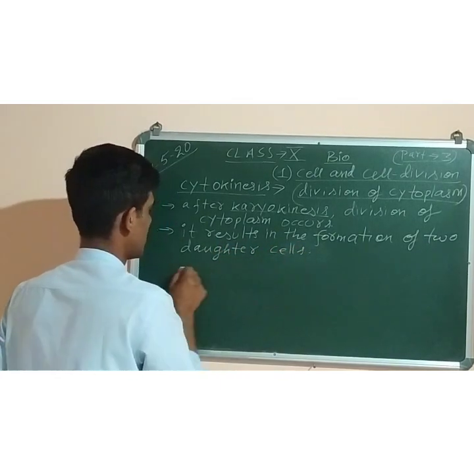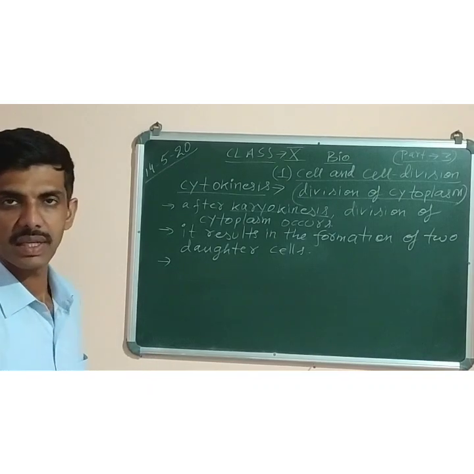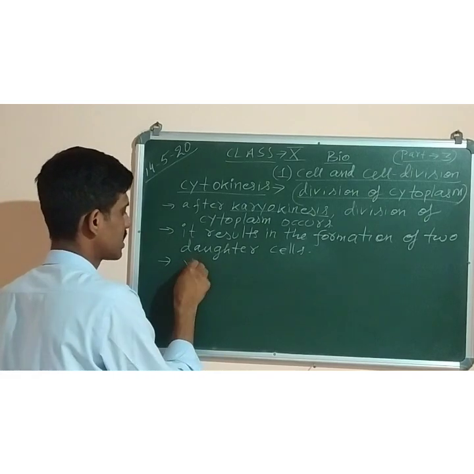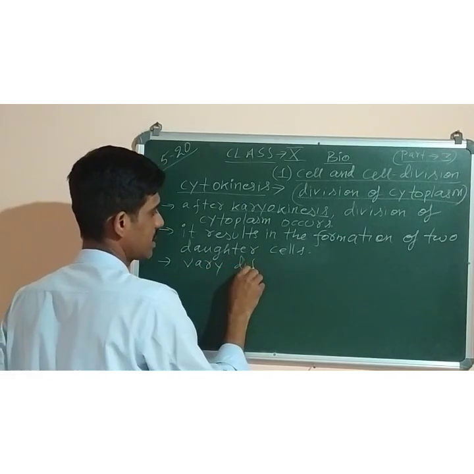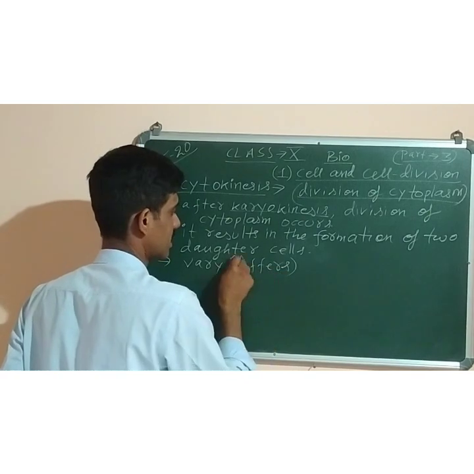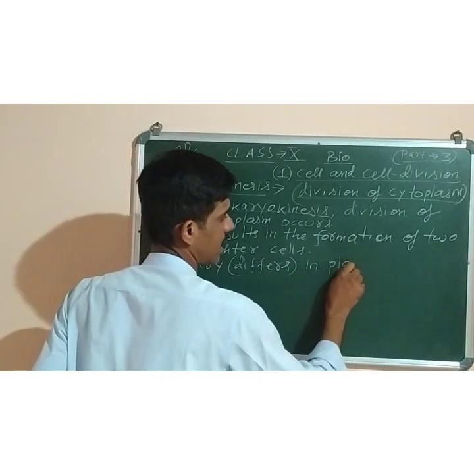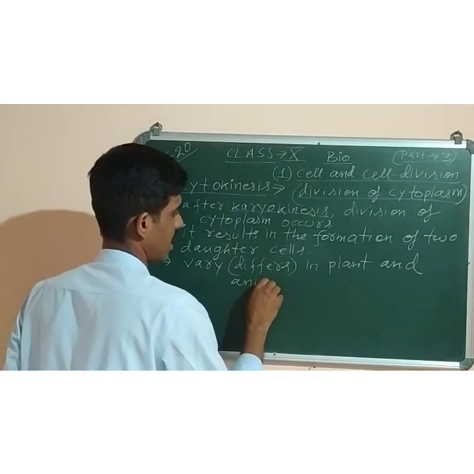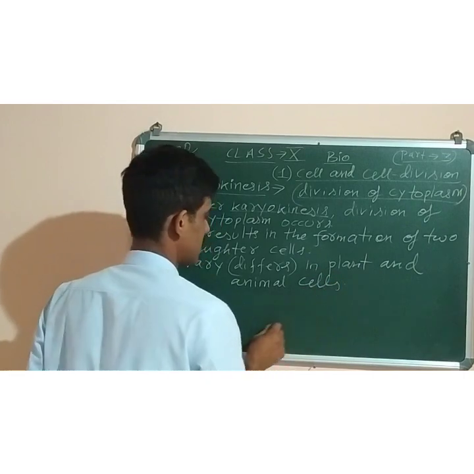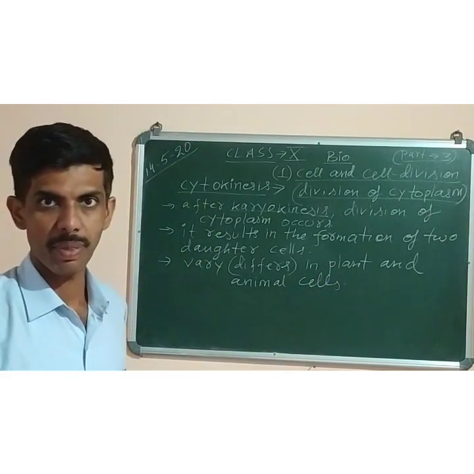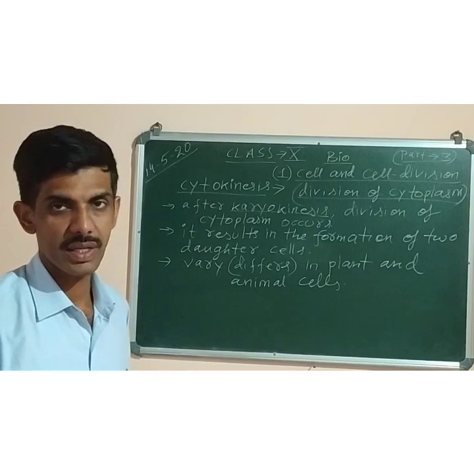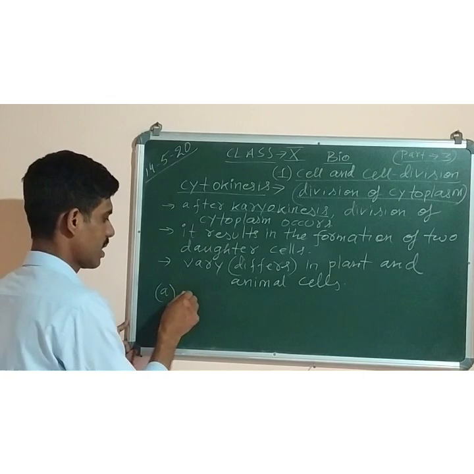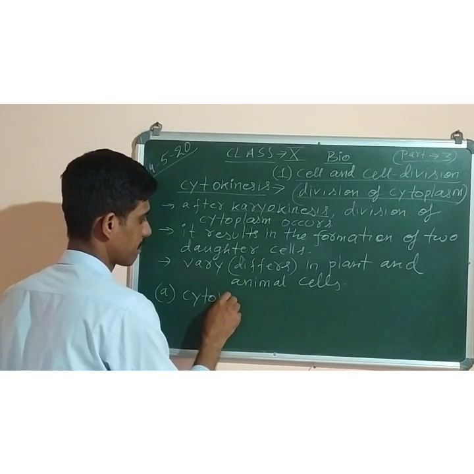Alright? And this cytokinesis is different in animals and plant cells. It varies. The word vary means it differs in plant and animal cells. Means it is of different type. Both of them are not same. The cytokinesis in plant cell is different from that in animal cell. So first we are going to study number A, cytokinesis in animal cell.